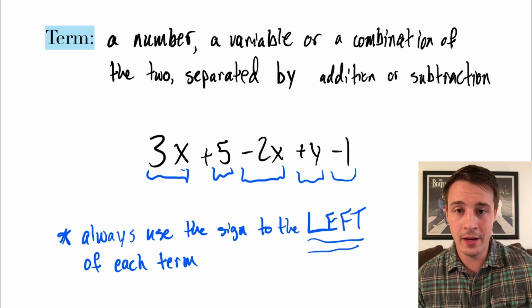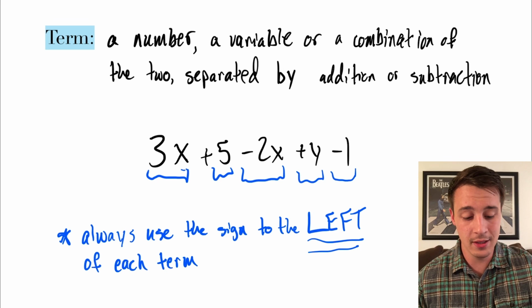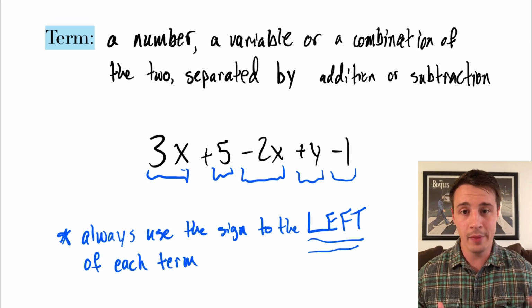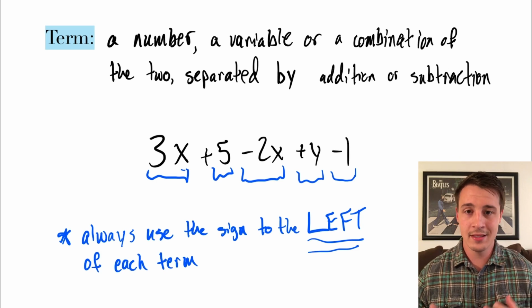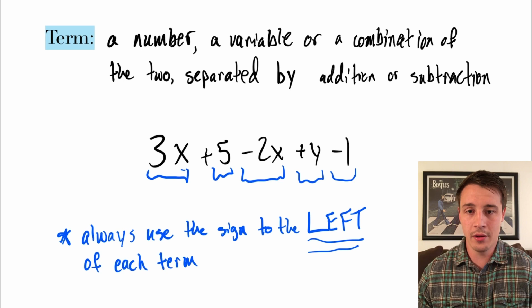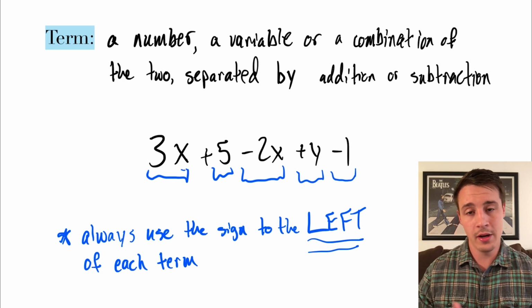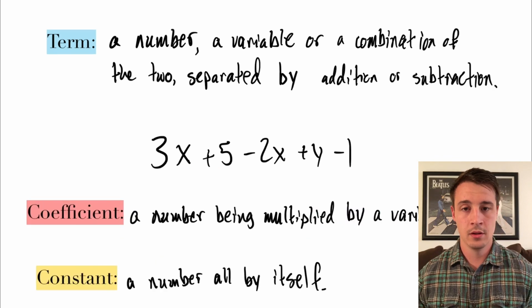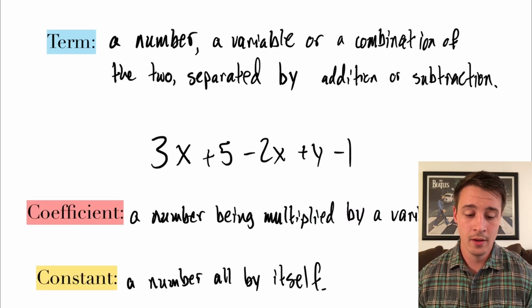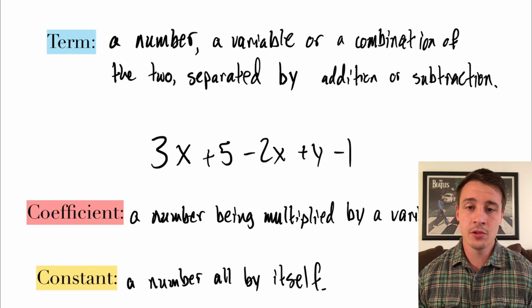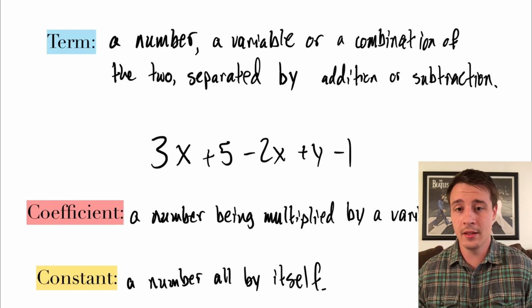Now you see below I have written always use the sign to the left of each term. That's going to come into play when we start combining these. The sign to the left is what's associated with each term. So that's how I know whether I have a positive one or a negative one, if I'm adding 3 or subtracting 3. So now that we know what terms are, the next two things we need to know are what is a coefficient and what is a constant. Now those come into play when we actually start simplifying these things.